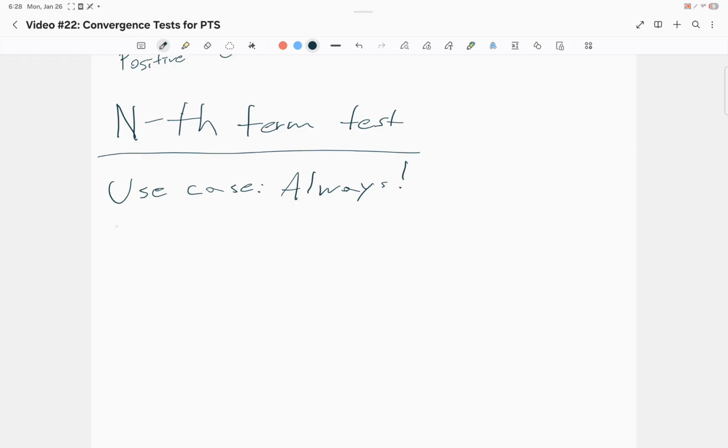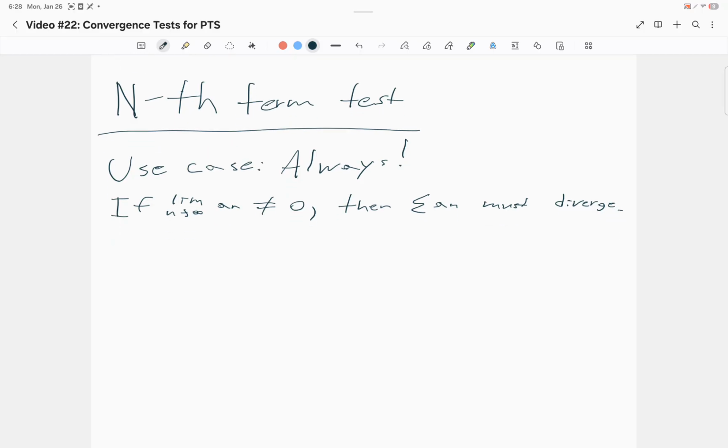So this states that if the limit as n approaches infinity of a of n, the nth term, does not equal 0, then that infinite series must diverge. This makes sense logically if we think about it this way.